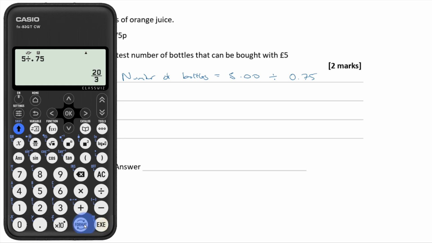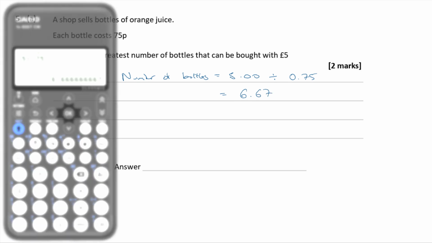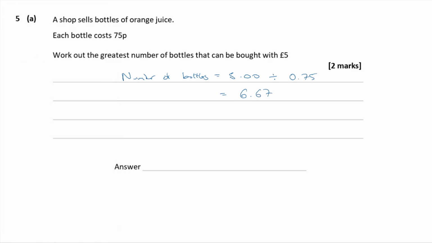So at least doing that, you're going to get some of the marks even if you don't get all of them. So that's going to give me 6 2/3 or 6.6 recurring, or I'm just going to round it off to 6.67 when I write it down. Now obviously that would normally round up, isn't it?